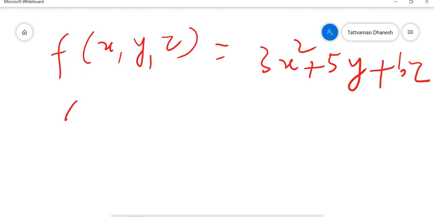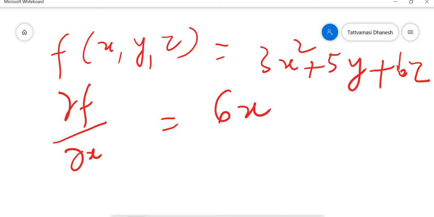We can take dou f by dou x. At that time, y and z will be constants, so the derivative will be 3 into 2x, that is 6x. You are familiar with the rule that the derivative of x raised to n is n x raised to n minus 1. That is all we are using here. So dou f by dou x is equal to 6x.